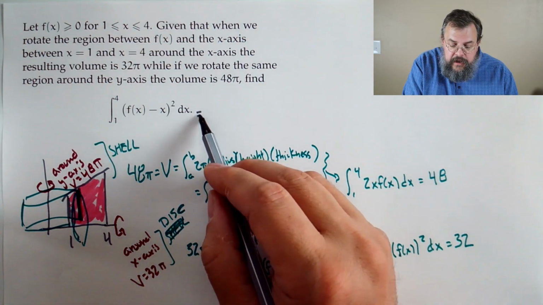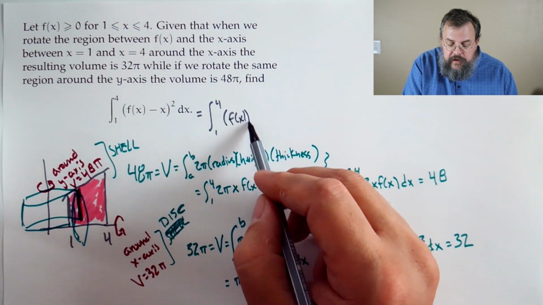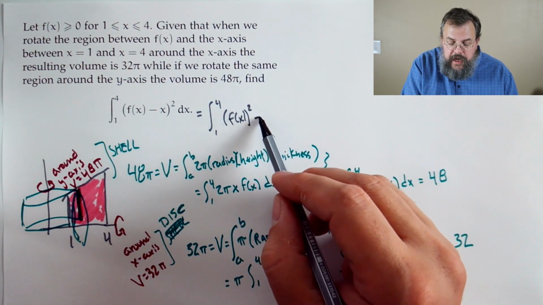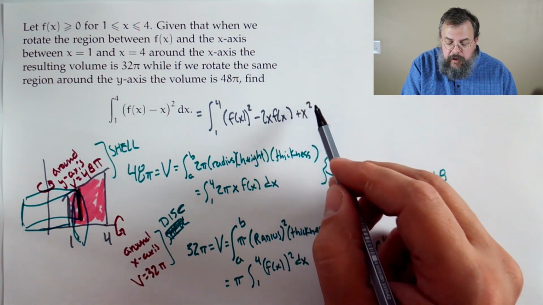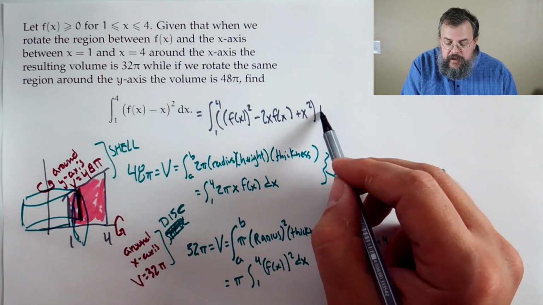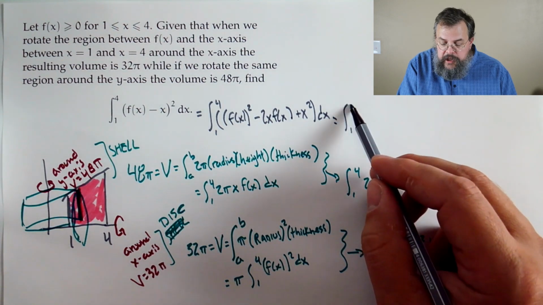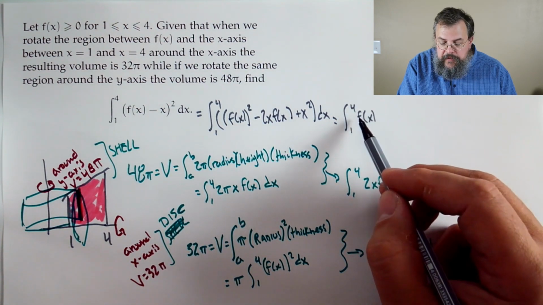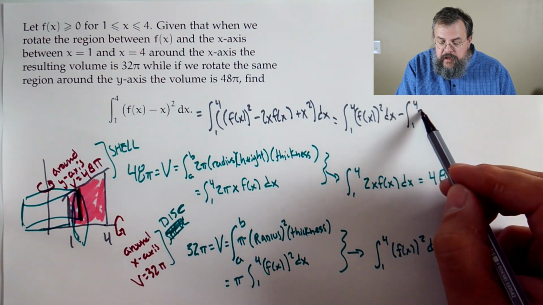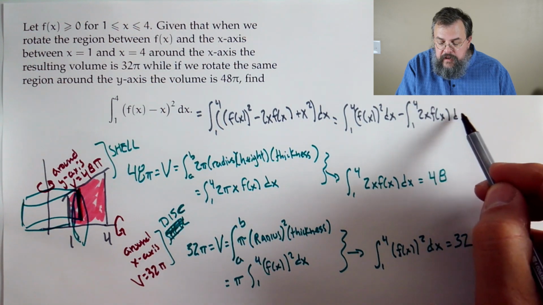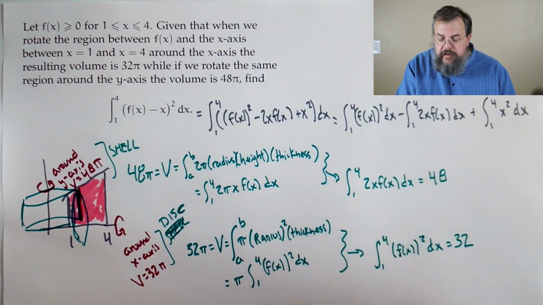So what is that? Well, integral 1 to 4 of f of x squared, then minus 2x f of x, and then plus x squared dx. So, well, I can think of this as three pieces. 1 to 4 of f of x squared dx, then minus integral 1 to 4 2x f of x dx, and plus integral 1 to 4 of x squared dx.